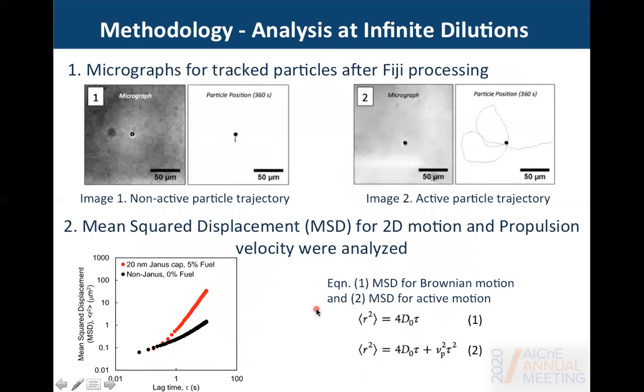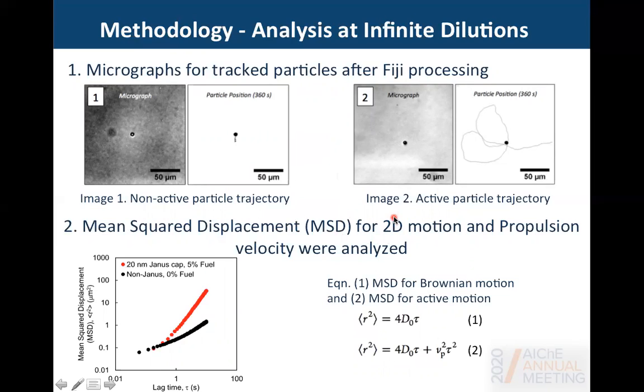Moving on to data analysis and methodology. So in our initial work, Janus particle concentration was set at infinite dilution in order to minimize the effects of surface interactions that could arise between nearby particles. In order to determine the level of activity, which is represented by the particle's propulsion speed, we processed our captured video and were able to generate the micrographs that are seen in step 1 for non-active, which is image 1, versus active colloid, which is image 2.